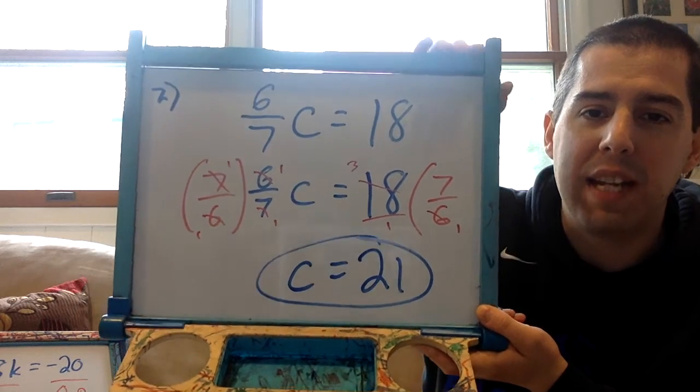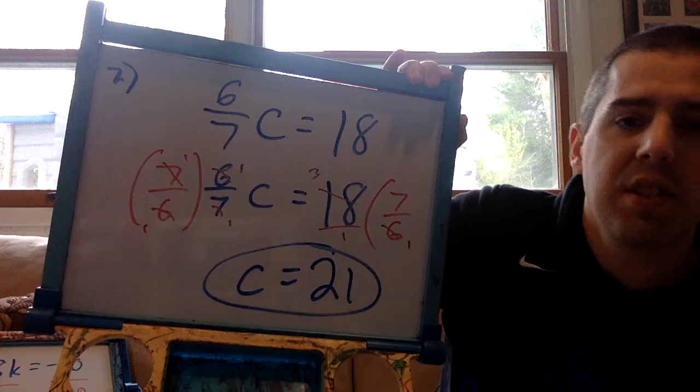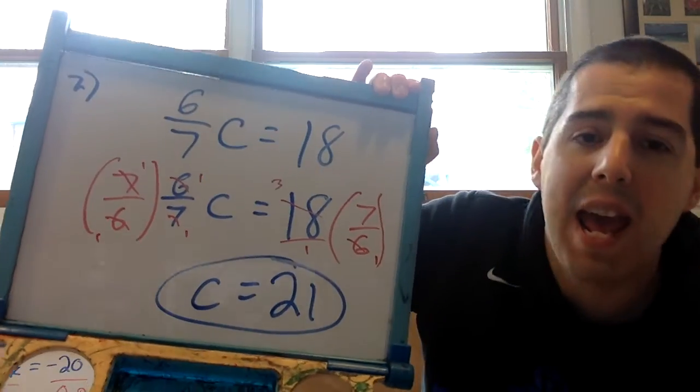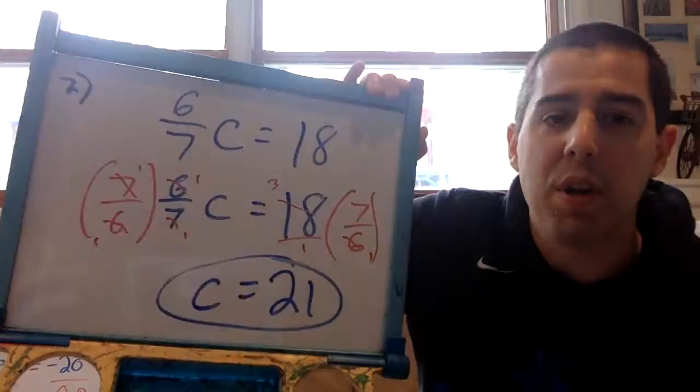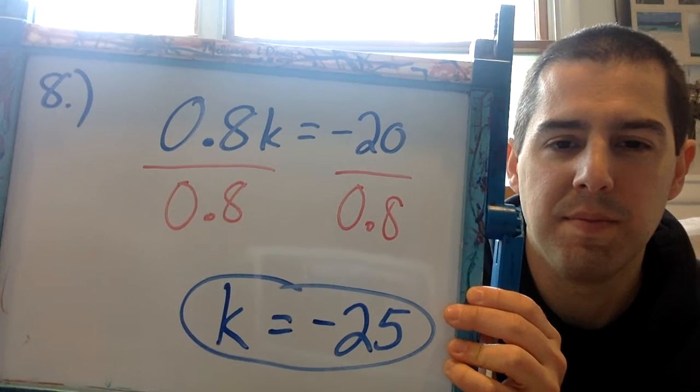I multiplied 18 by 7 sixths. I cross simplified the 18 and the 6. So the 18 became a 3, the 6 became a 1, and 3 times 7 is 21. For number 7, c equals 21.